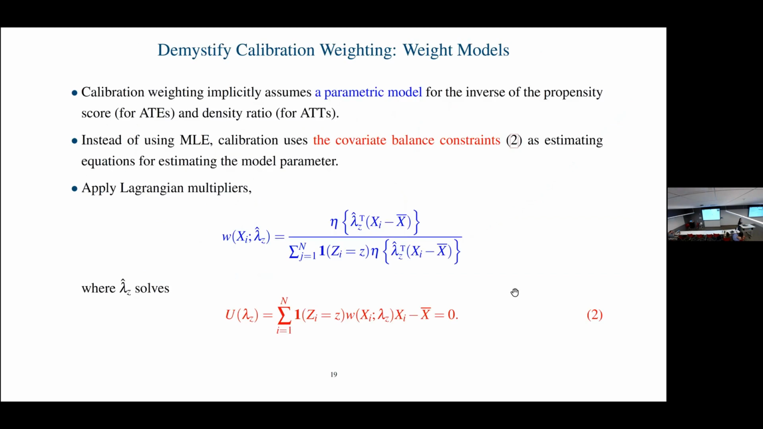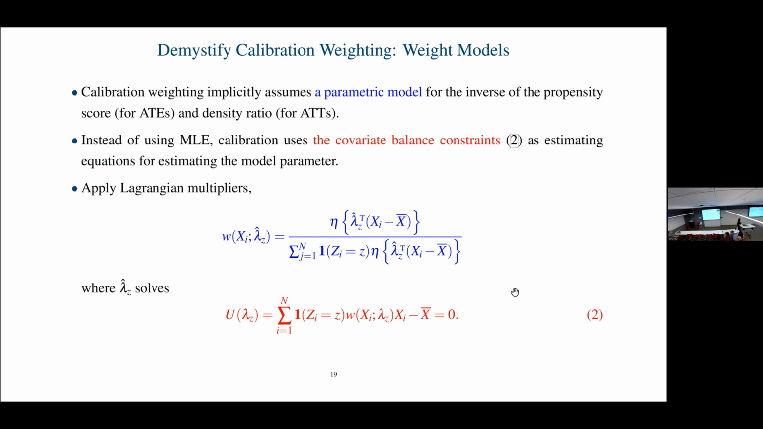So what calibration weighting, or entropy balancing, does is the following. Calibration weighting actually assumes a parametric model for the weight itself. Although it is proposed based on an optimization problem subject to constraints, it is nothing different compared to the IPW approach. It also imposes a parametric model for the propensity score. Instead of imposing it directly on the propensity score, it imposes the parametric model on the weight, right?